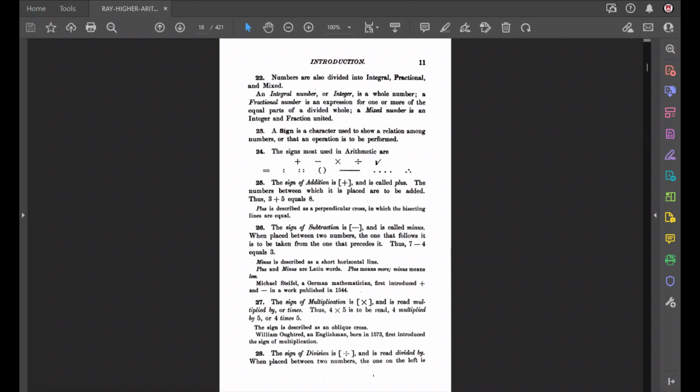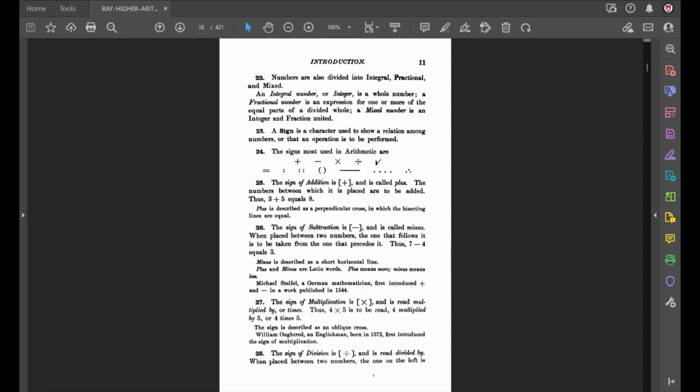So we're picking up on Article 23. The first definition that we have in Article 23 is a sign. A sign is a character used to show a relation among numbers, or that an operation is to be performed. So signs are used to signify two different things. Signs are used to signify a relation that exists between quantities, or to show that an operation is to be performed.